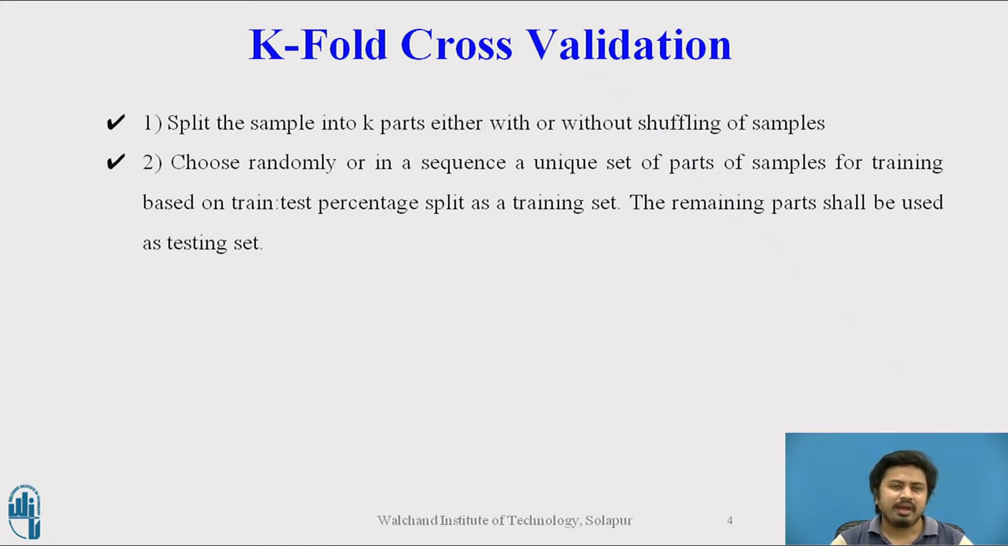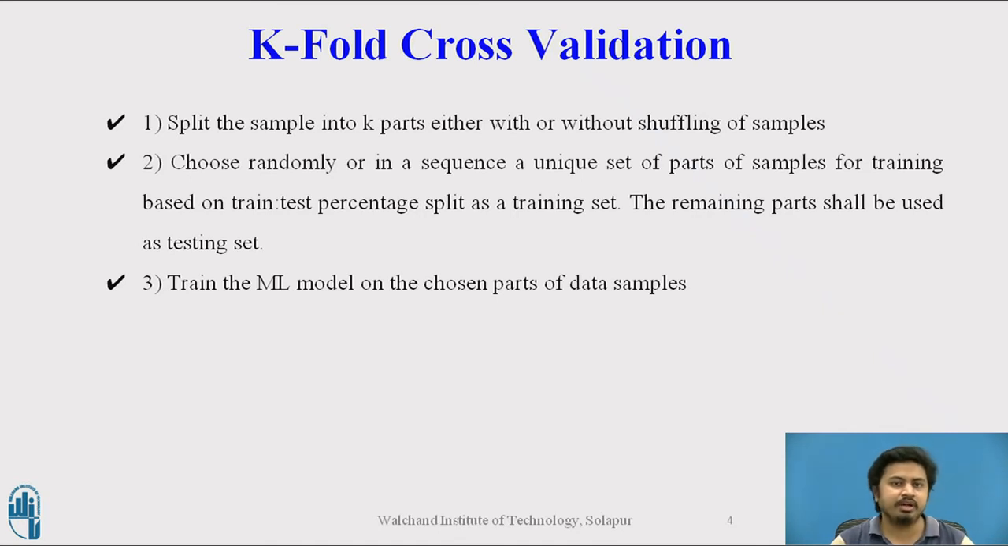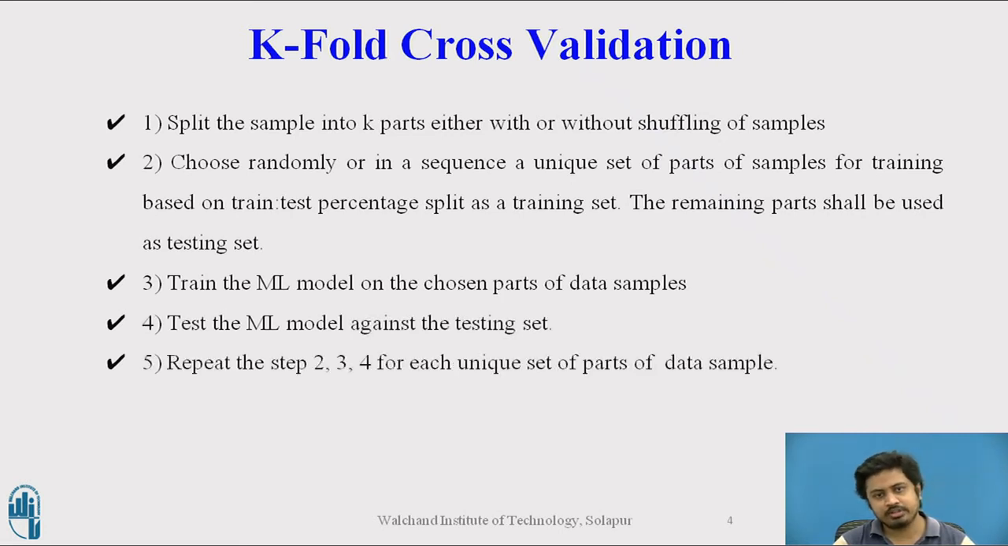As I told you in step 1, if we divide the data into 10 parts, we might choose the first 7 parts for training and the remaining last 3 parts for testing, provided we have decided that 70% of the parts shall be used for training and 30% for testing the ML model. Further, once I split the data in steps 1 and 2, in step 3 we train the ML model on the chosen parts of data samples identified as the training set, and fourth, we test the ML model against the testing set, and this process is repeated.